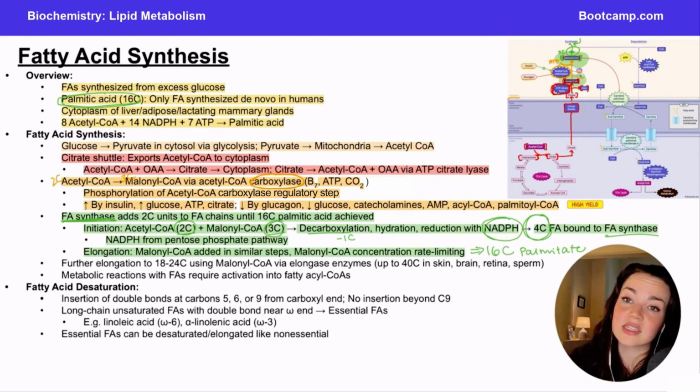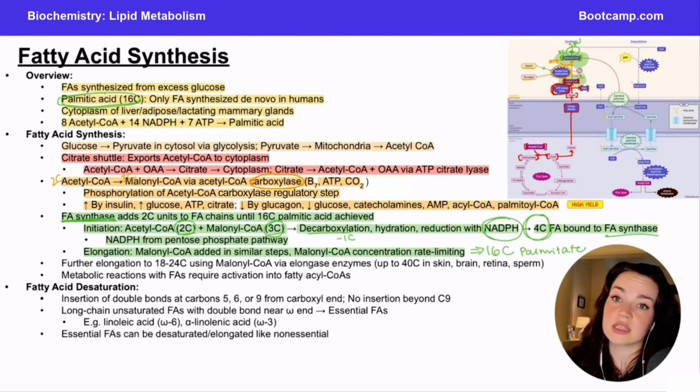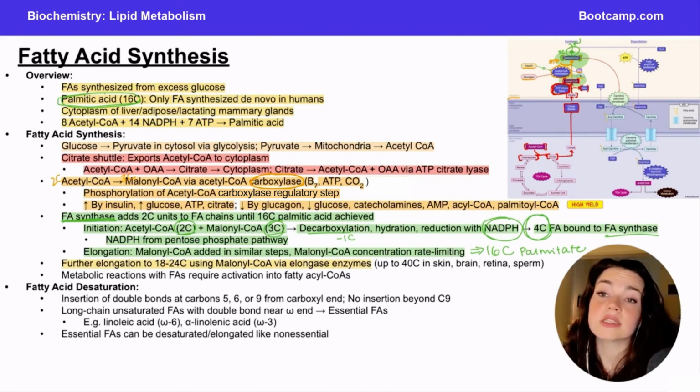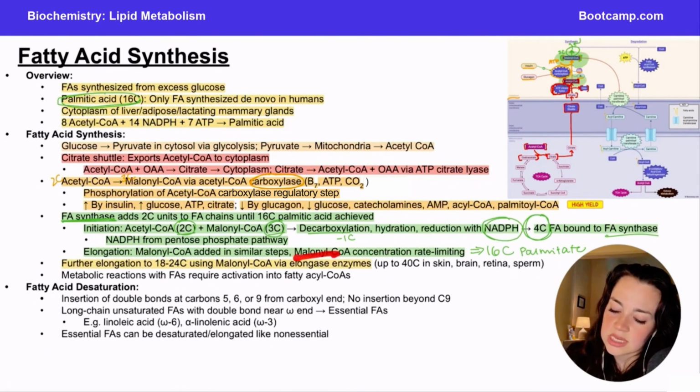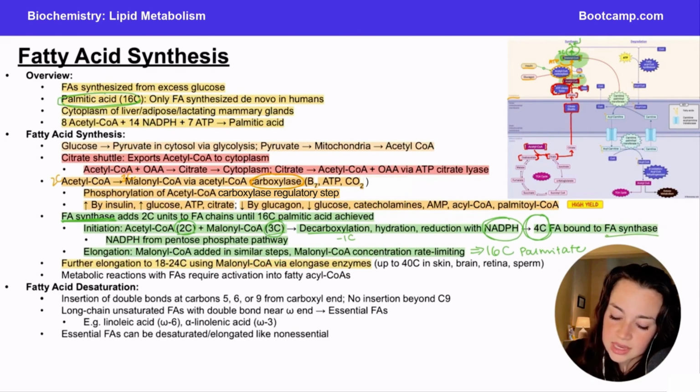However, you can extend the chain longer than 16 carbons. It's just a different process with different enzymes. The details of it are unlikely to be tested, but in a similar way to what we've been talking about before, we can use elongase enzymes this time, different from the FA synthase enzyme, but similar concept, to add malonyl CoA groups on and continue to elongate that chain up to 18 to 24 carbons and even beyond.